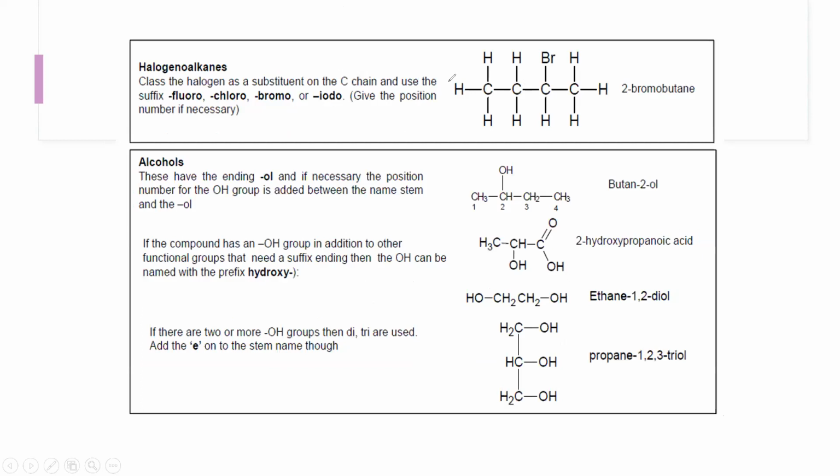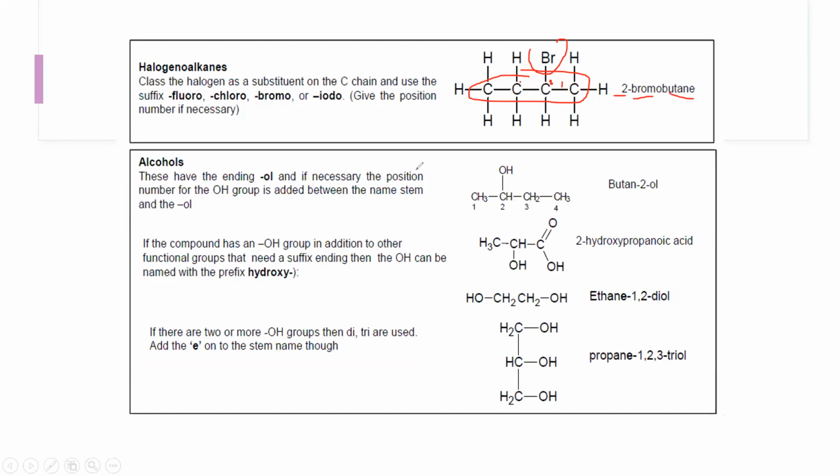Then for the class of halogen alkanes, we use the terms fluoro, chloro, bromo, iodo, and give the position. So this is a carbon chain. We have 1, 2, 3, and 4. In the second position we have bromine. So that's why it is 2-bromobutane.